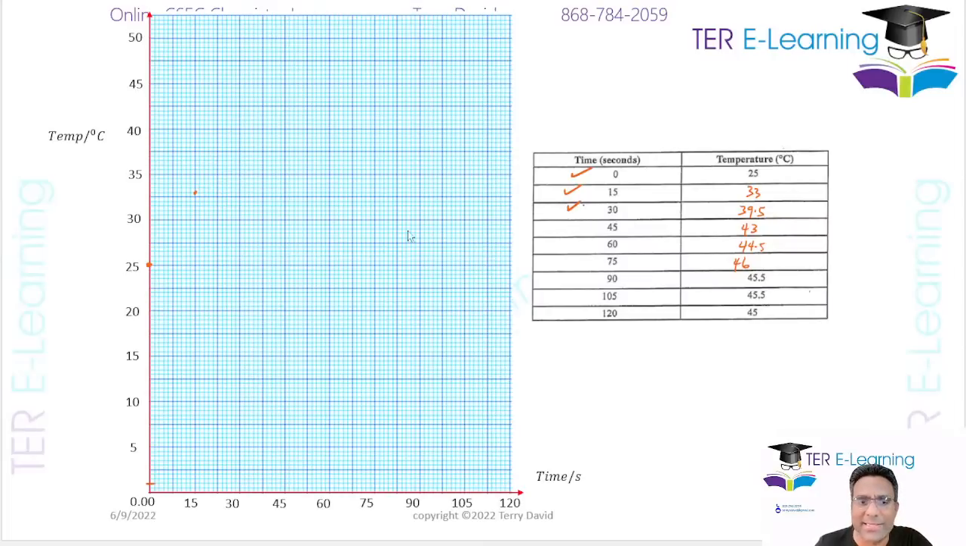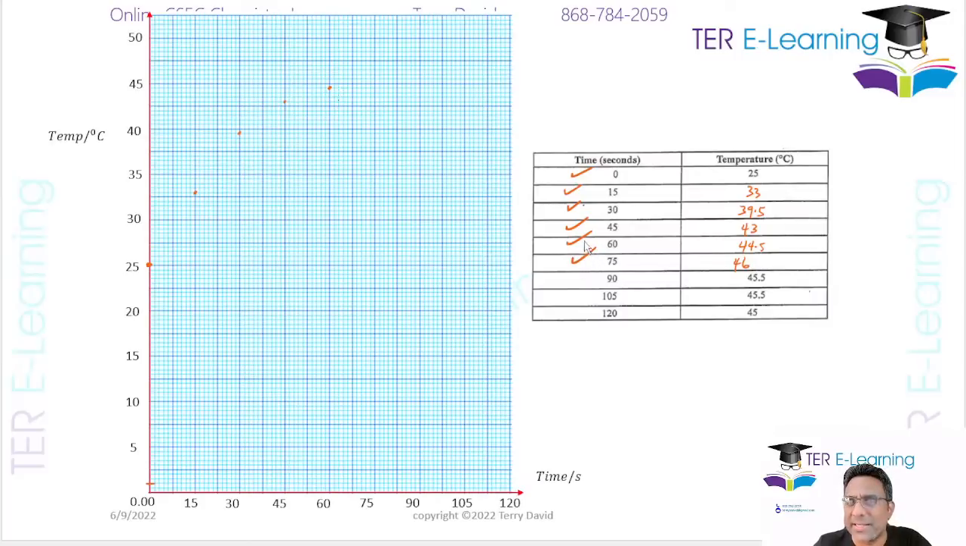The next one is 30 against 39.5. So this here is 39, so here is 39.5. Next one is 45 against 43. So 45 against 41, 42, 43 is up here. Next one is 60 against 44.5. So 40, this is 44, this is 44.5.